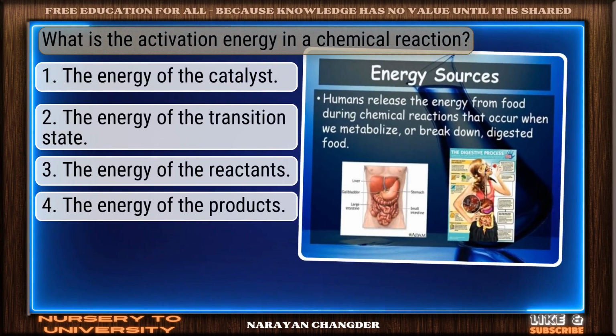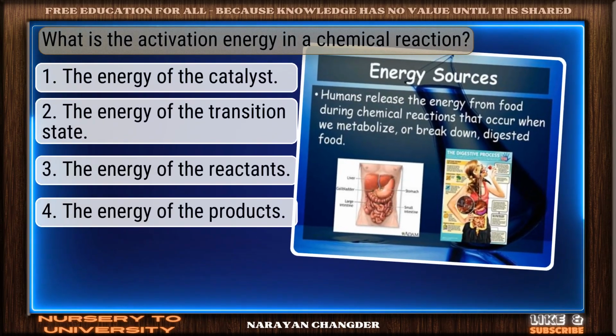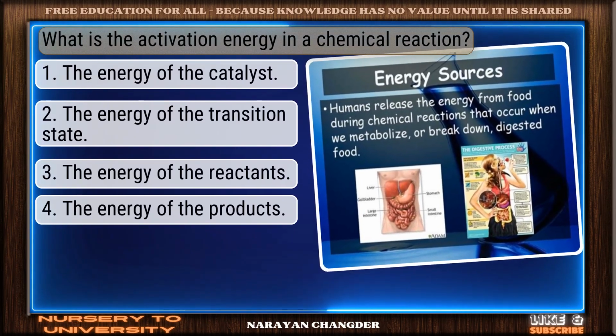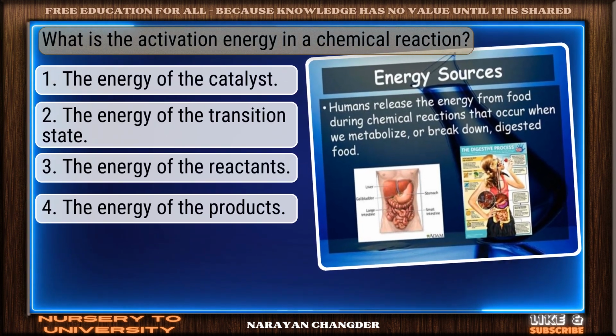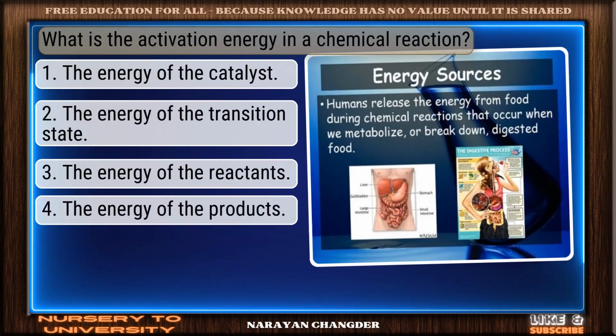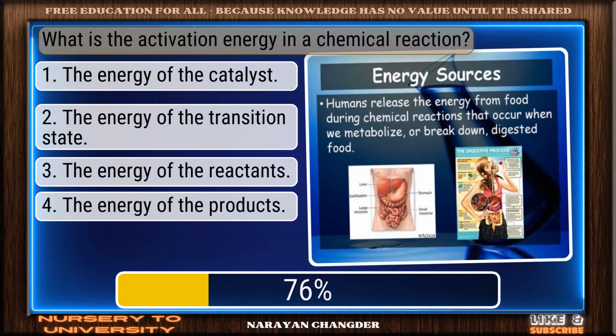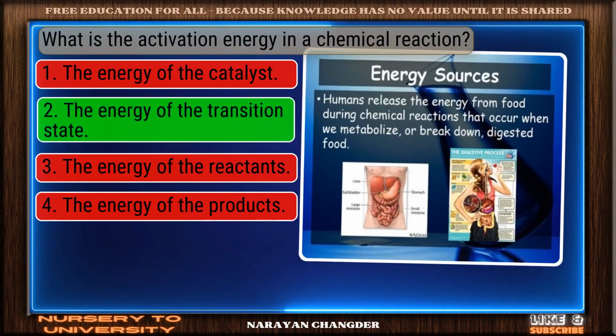What is the activation energy in a chemical reaction? Option 1, the energy of the catalyst. Option 2, the energy of the transition state. Option 3, the energy of the reactants. Option 4, the energy of the products. On track, the energy of the transition state.